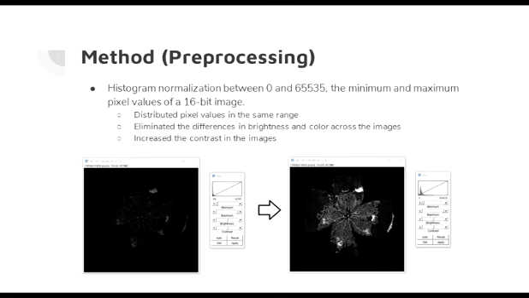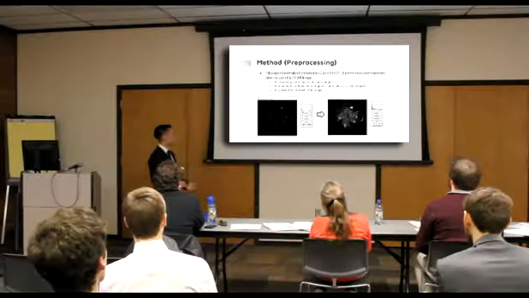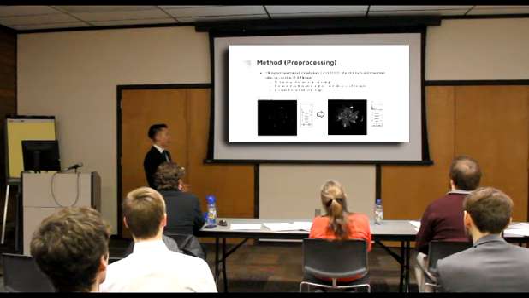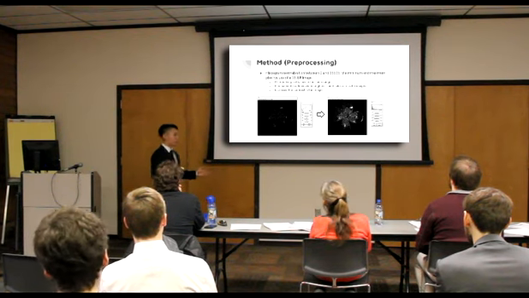And so you can see here the histogram. In this not normalized image, you have all these pixel values closer to 0, whereas when you normalize it, you bring this range out and it expands. And what this ends up doing is it makes all the images the same range, so you can analyze them equally.